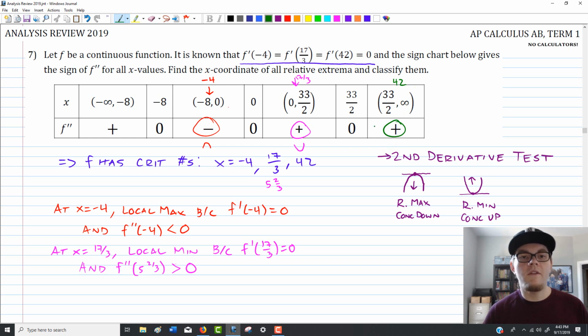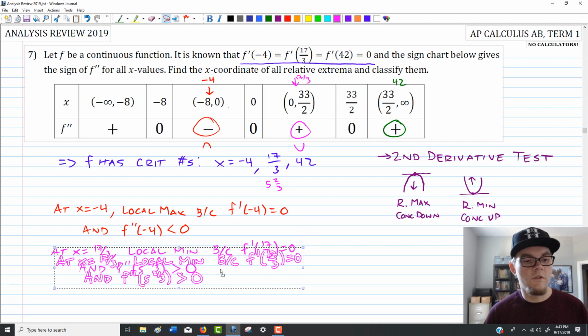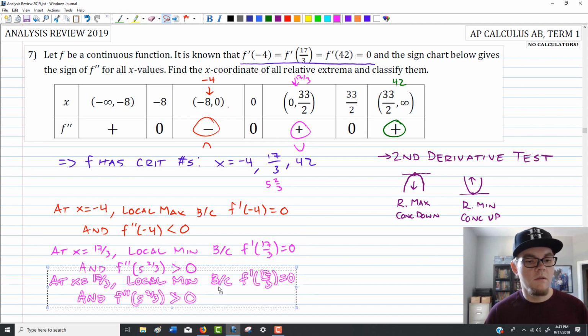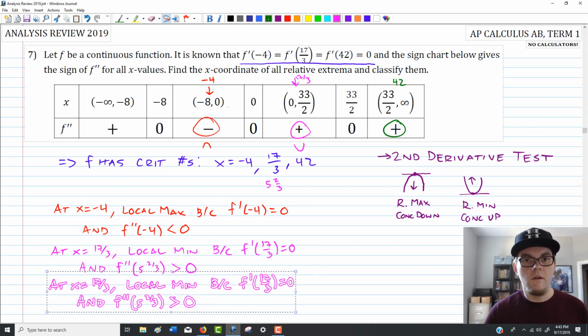42 has positive concavity. So what I'm going to do is sue me for doing this. Don't sue me. I don't have a lot of money. I'm going to use up all my sick leave here.